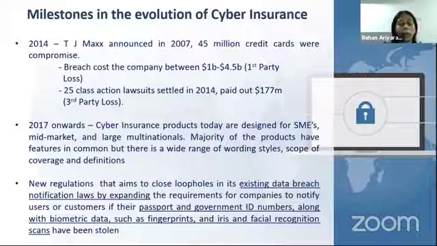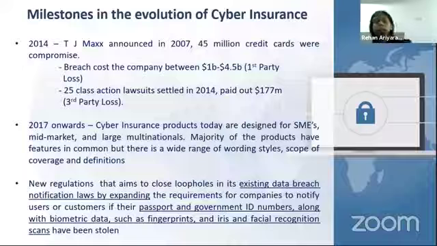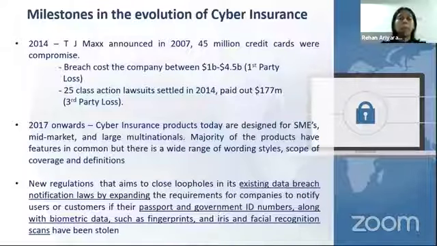Now, the concern for most people who consume insurance products is that cyber insurance can come in all sorts of forms, because you have major players like Chubb, AIG, Allianz and various other companies, and they come with varying wording styles, scopes of coverage and definitions. So there is no current standard, unlike a motor policy, which is easily understood if you take any motor policy anywhere in the world from any insurance company. That standardization is yet to come.